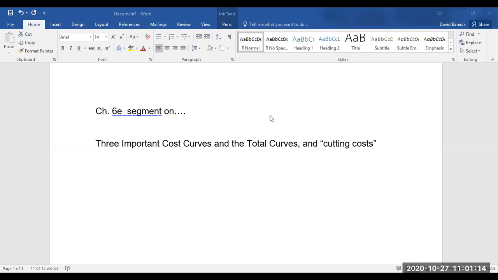In this segment, we're going to look at three important cost curves, which we've already seen, but we're putting them together and going to emphasize it again, because these are the ones we're going to carry through the rest of the course. We're also going to look at the total cost curves, and then what do we mean by cutting costs? I suspect some of you have a pretty good idea, but I just want to clarify specifically what we mean in this class.